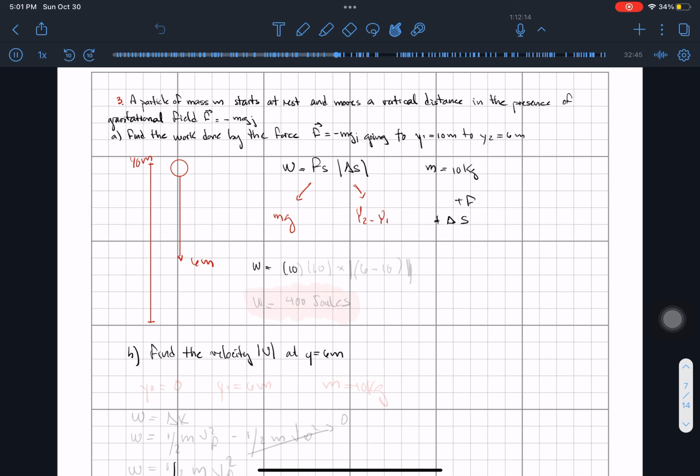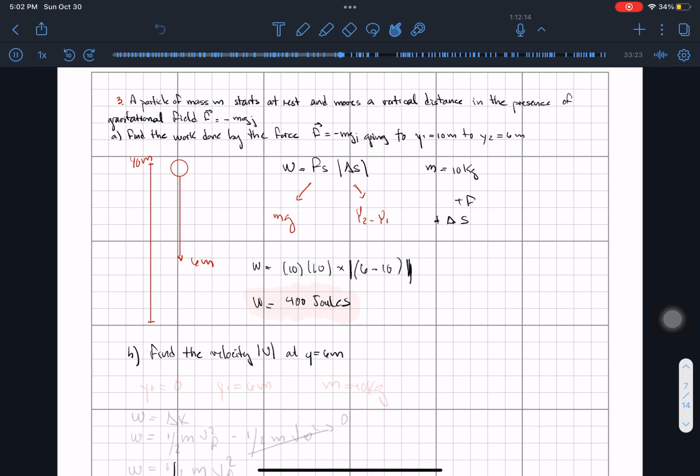Mass of the object, 10 kilograms, times 10, which is the gravity, times 6, which is going to be the final position minus the initial position. And this has to be positive. So work is going to be equal to 400 joules.